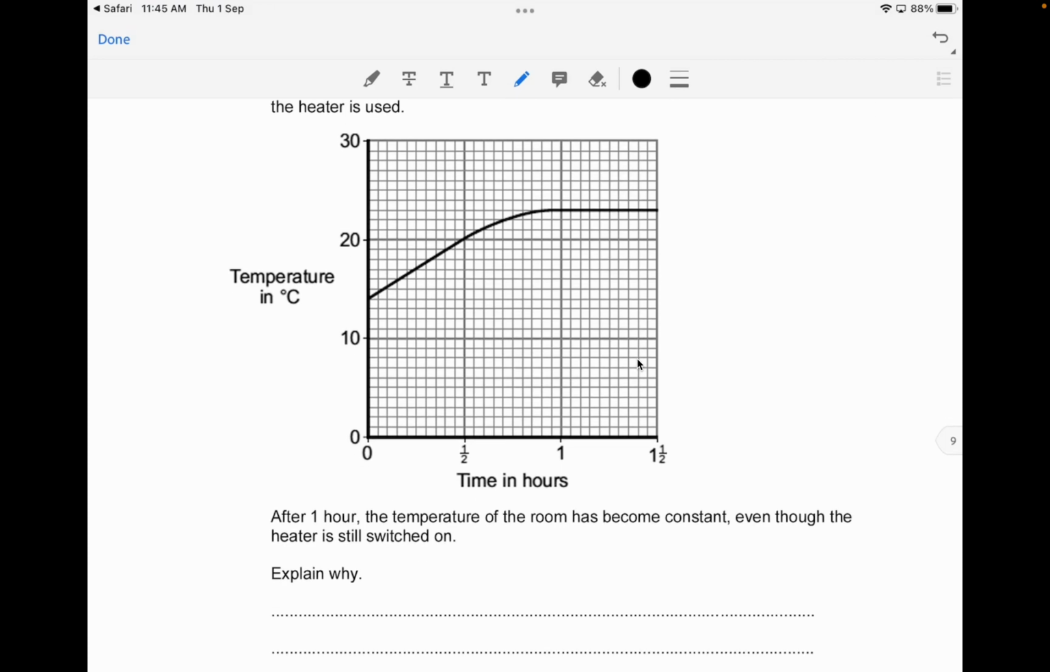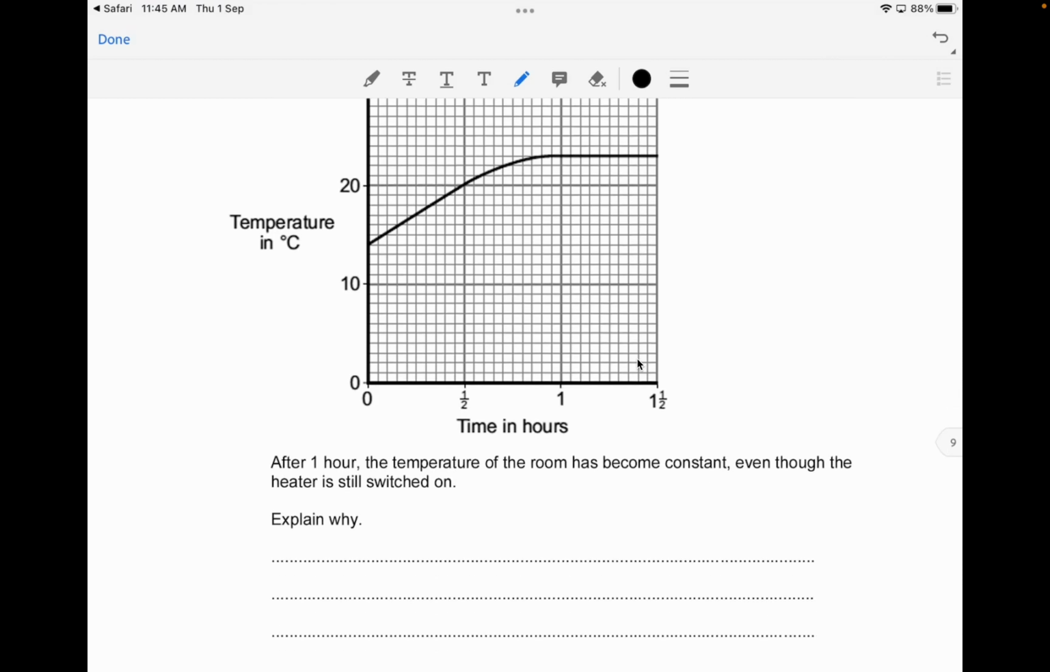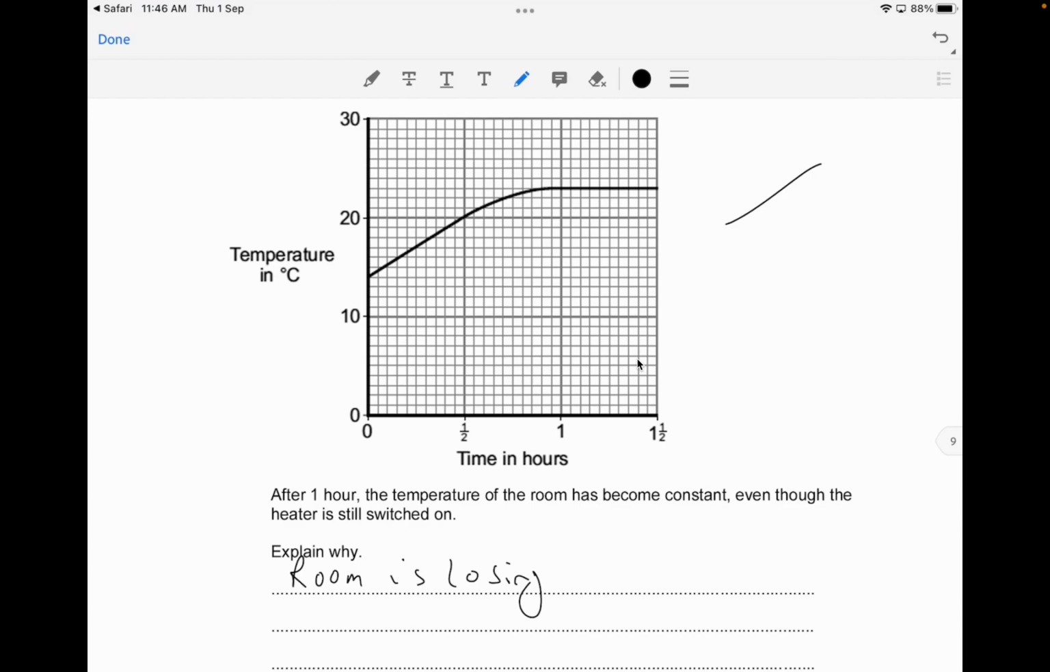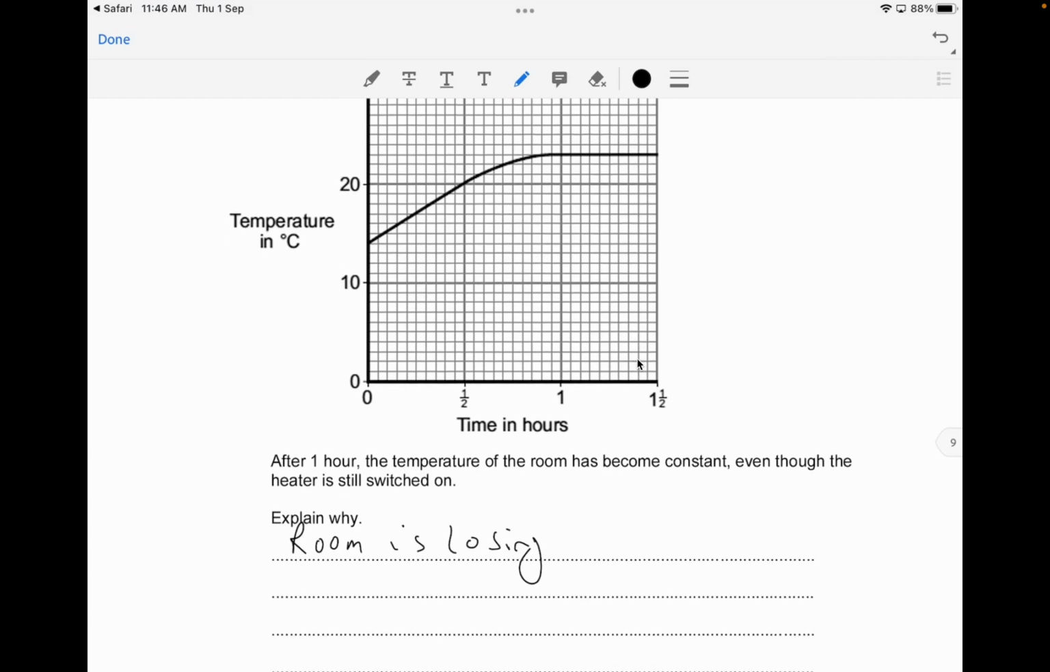After 1 hour, the temperature of the room has become constant, even though the heater is still switched on. Now, give a reason why. Explain why: as you can see, this is a graph with temperature on the y-axis and time on the x-axis, and it stops rising at about 1.5 hours. That is because the room is losing energy, or heat.